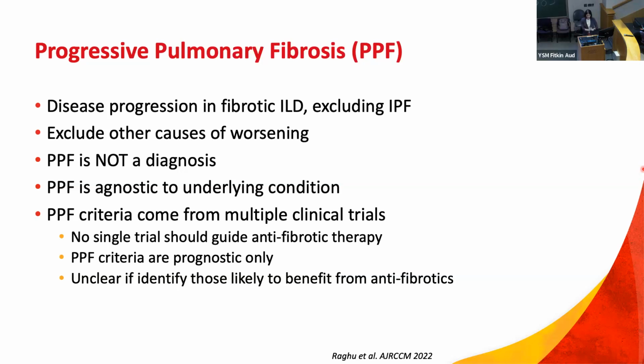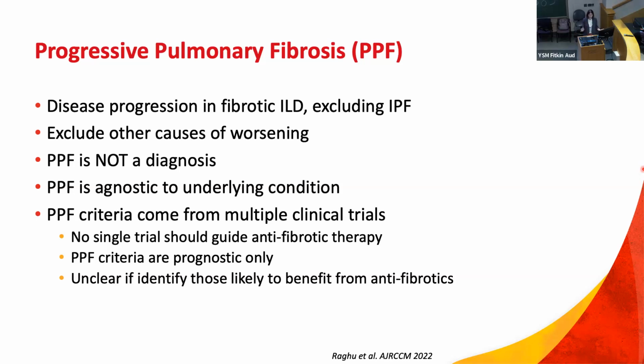It's not a diagnosis. And everybody already talks about it like a diagnosis. I've had chest x-ray reports that have given it back to me as this patient has PPF. So I think it's a real nuanced thing to say this is not a diagnosis when being applied to the clinical world. It's agnostic to the underlying conditions, so it can be basically anybody except IPF, and the criteria should come from multiple clinical trials. So they say this should not determine who should get an antifibrotic.